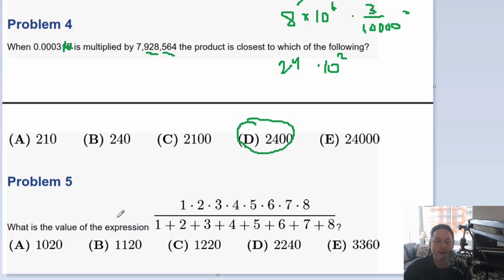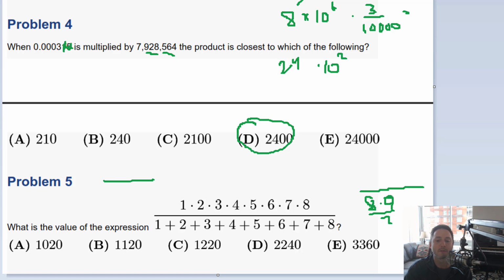Okay, problem 5. What is the value of this expression? This is the product of the first 8 numbers over the sum of the first 8 numbers. Now, the sum of the first 8 numbers, I'm going to write it over here. I'm going to start on the bottom. The sum of the first 8 numbers is 8 times 9 over 2. It's 72 over 2. It's 36. Now, I'll get to this in a second. So the denominator is 36.